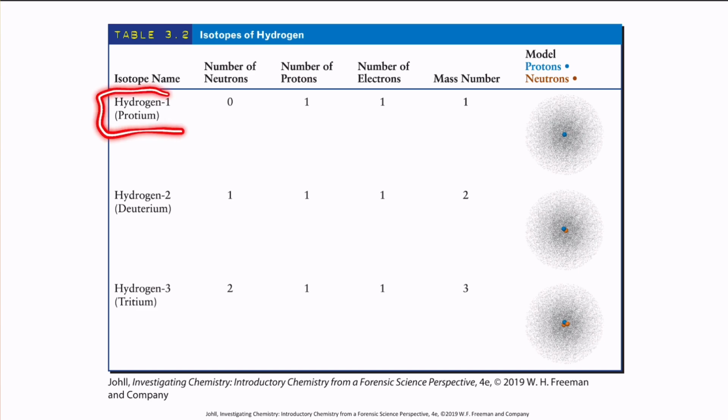Hydrogen 1 is the most common form of hydrogen available. Deuterium is not very common at all. It does not naturally occur.